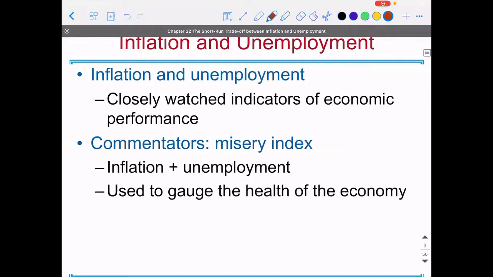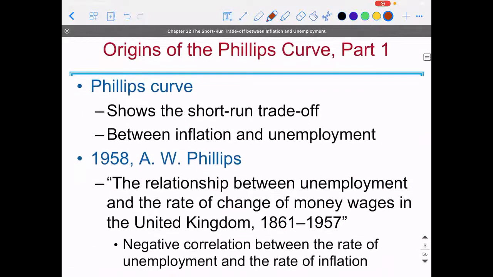Both of these statistics, inflation and unemployment, we look at quite extensively in economics. We've already talked about how you measure these things. Both of these statistics are used to talk about how the economy is doing as a whole. And with the Phillips curve, you get this first discussion in 1958 of that trade-off that exists between inflation and unemployment.